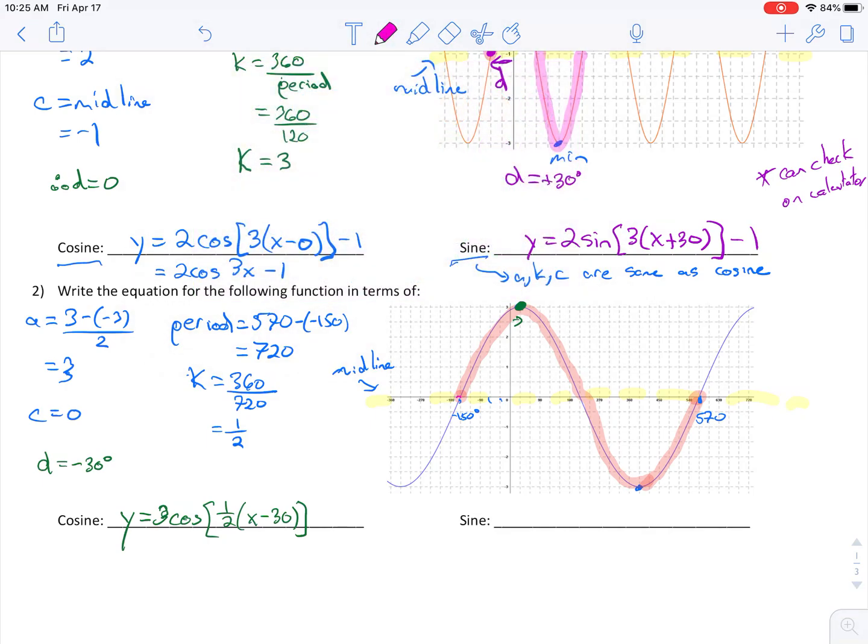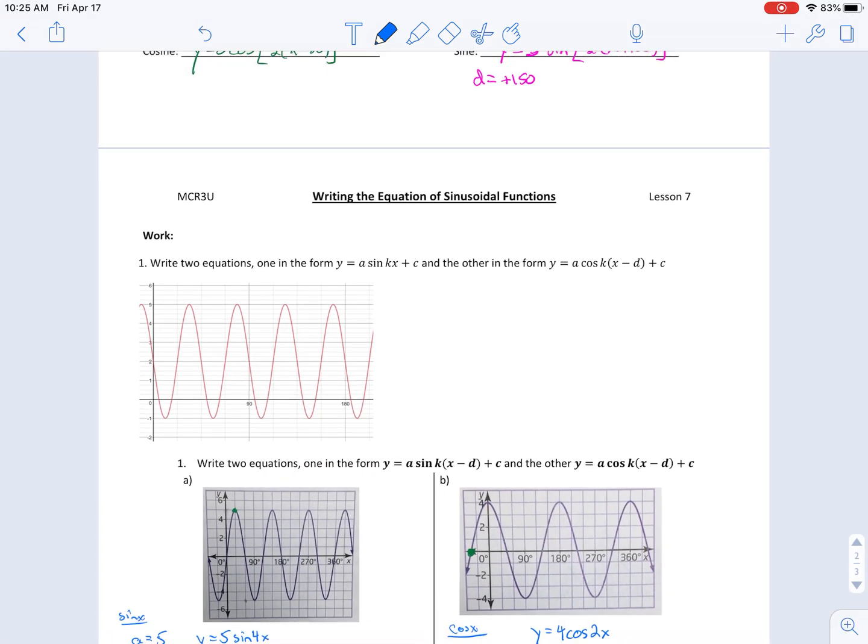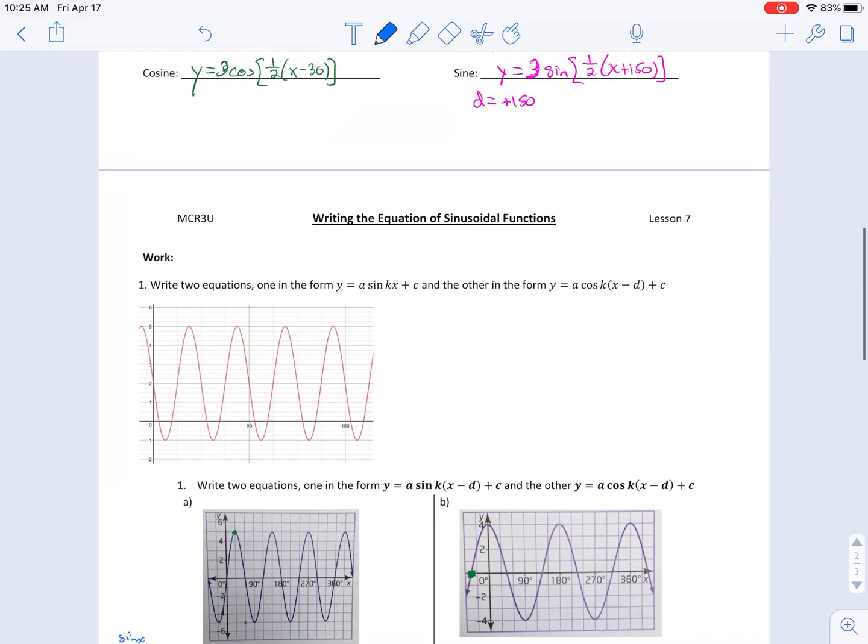Similarly with sine, this time I need to start at the middle. So I'm shifting to the left, and that's 150 degrees. So my D here is going to be plus 150. I've got the same A, so that's 3 sine, K is 1/2 x plus 150, and we said no C value. If you follow along with these steps, it's not so bad, but it can be tricky depending on the question.